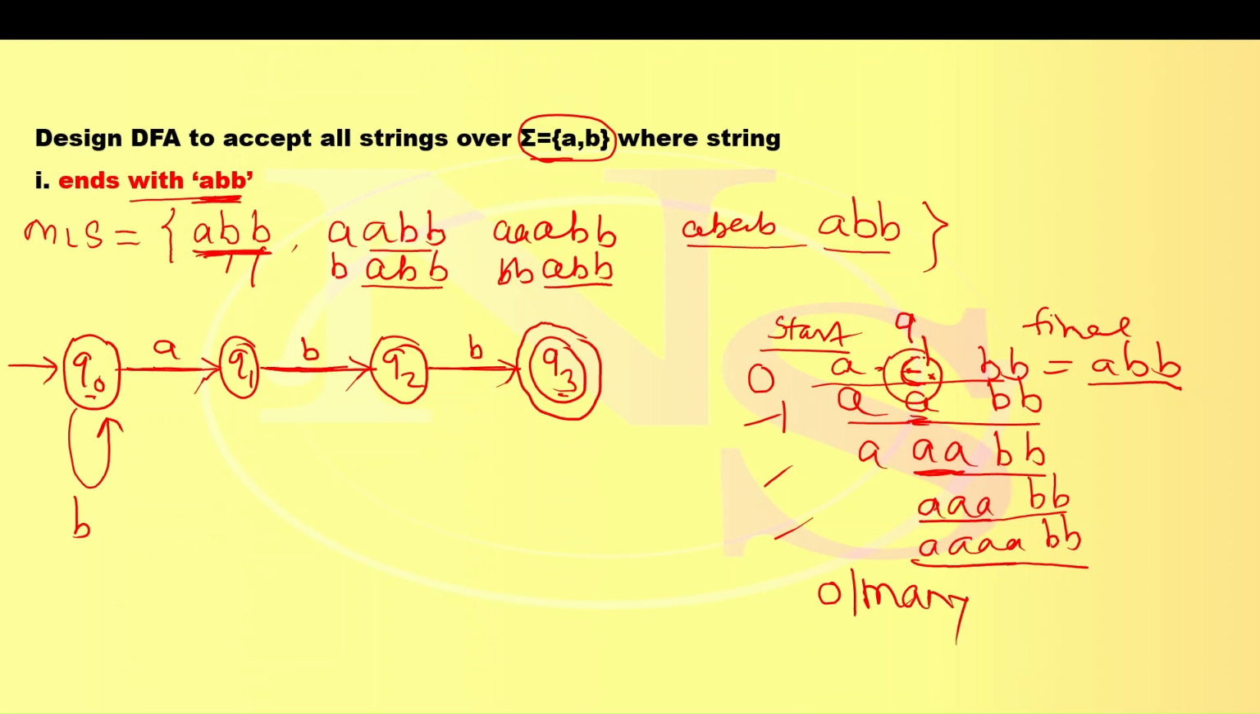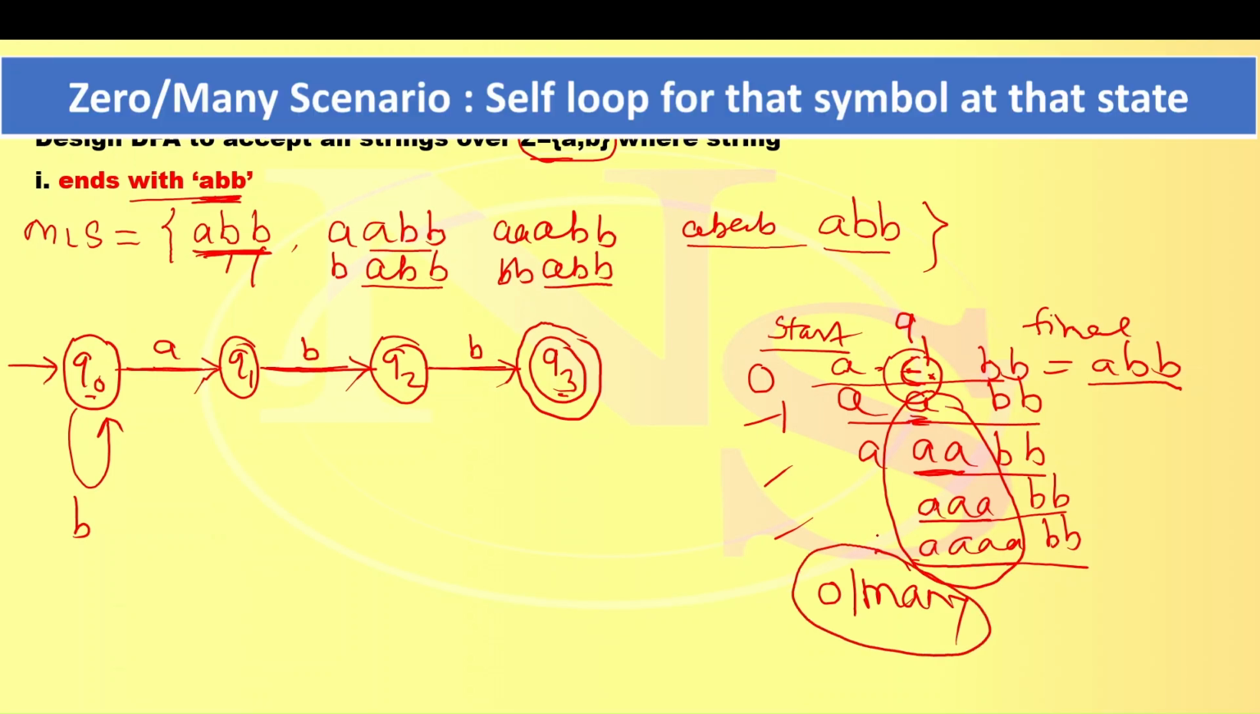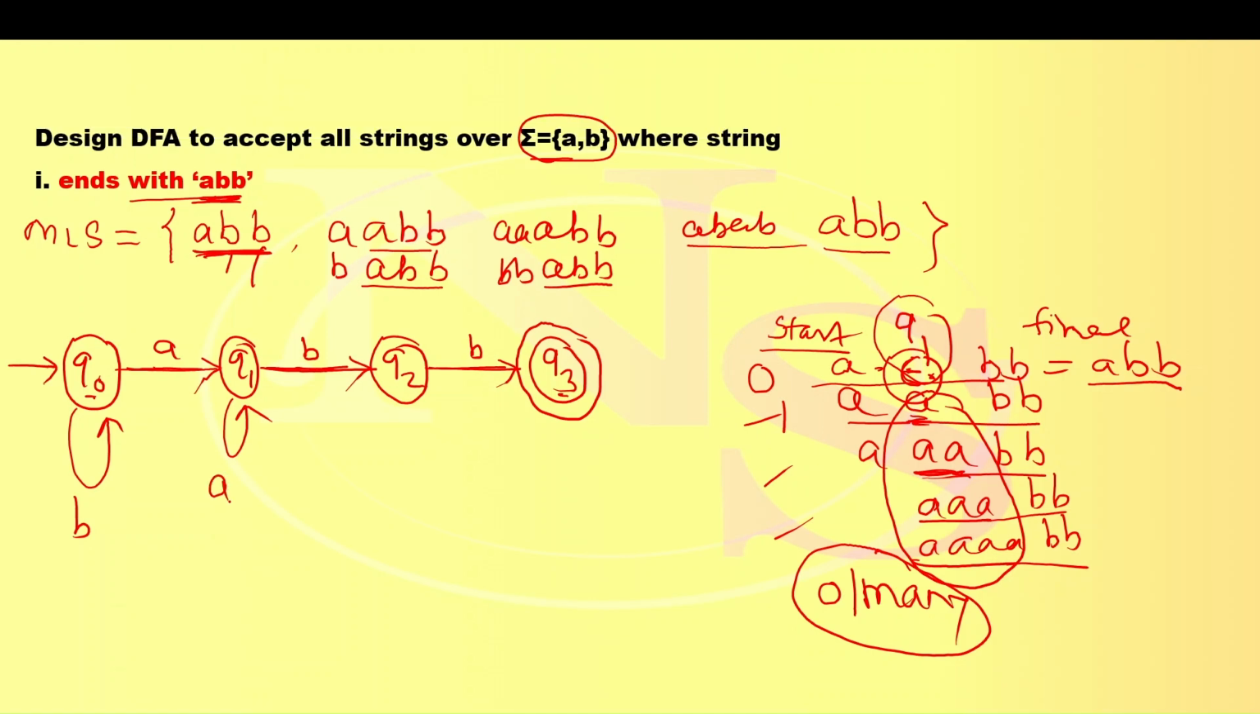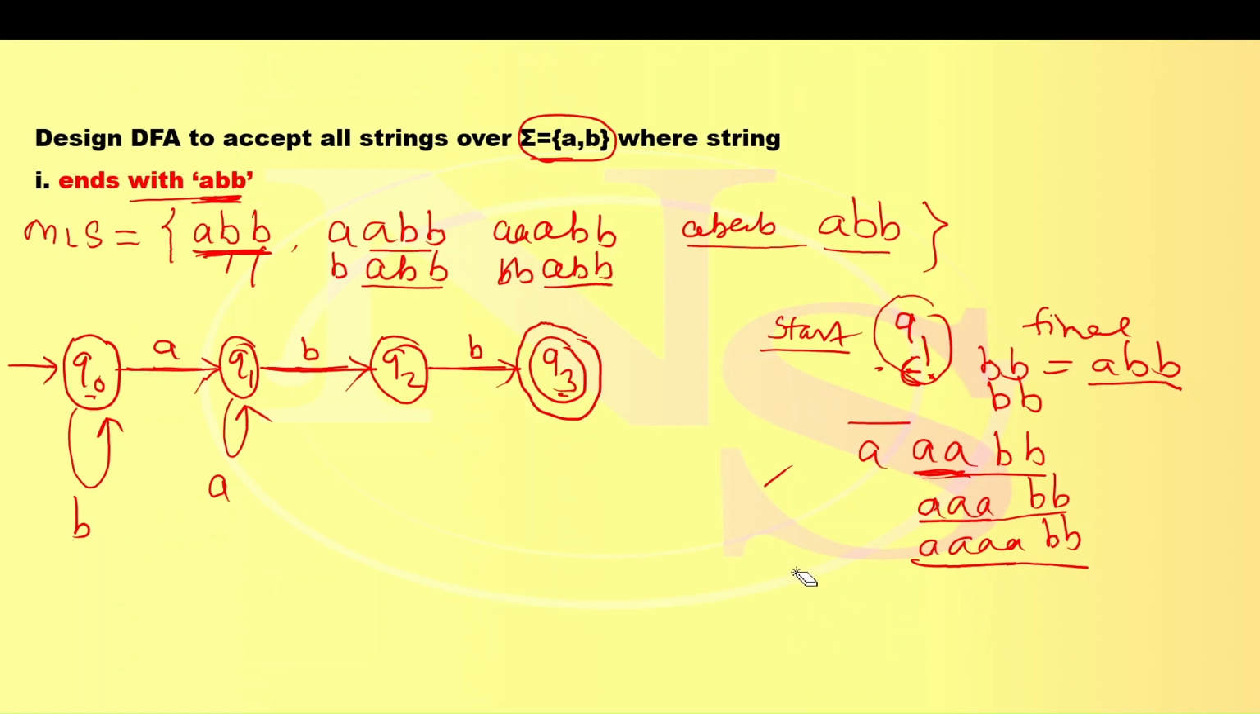In case of this epsilon, many in case of these possibilities. And as we know, whenever there is a scenario of 0 or many in TOC, you can give the self loop. At which state? State is Q1. For which symbol? Symbol is A. Because after adding A here, our strings are valid. So Q1 becomes deterministic. Now similarly, try to find out transition from Q2 to make it deterministic.